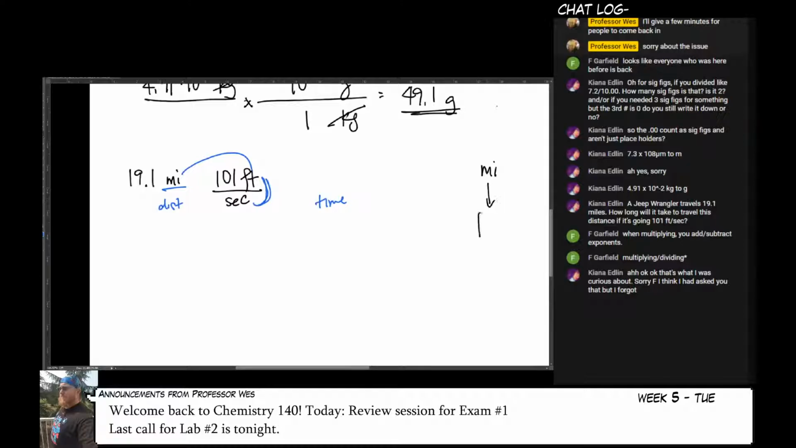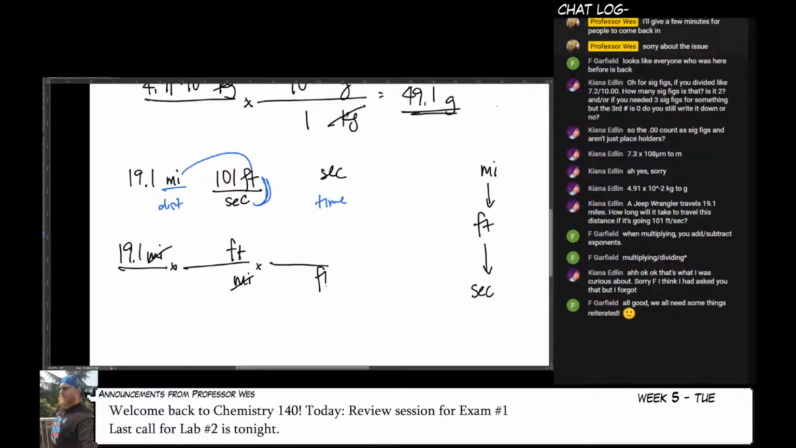So let's do that. Miles turn into feet. And then once I know how many feet I have, I know how many seconds it takes to do that. And so that'll be the units of my answer. So we're going to go 19.1 miles, and that's some number of feet. And once I know how many feet I'm going, I know how many seconds that takes.